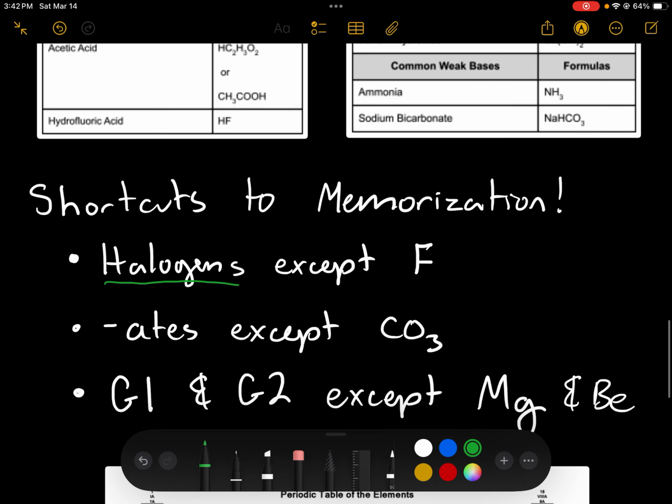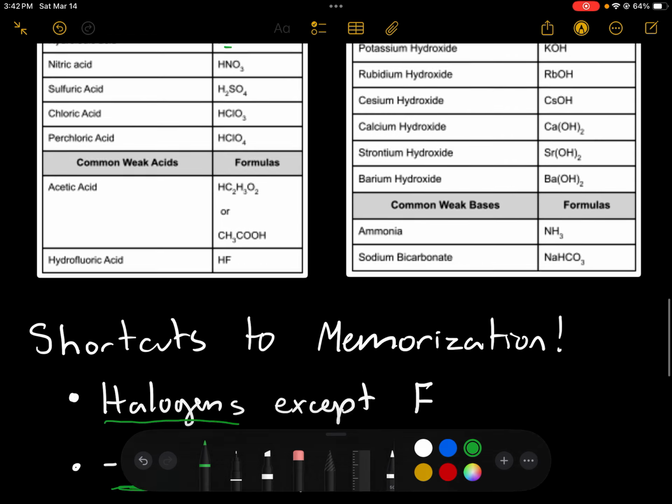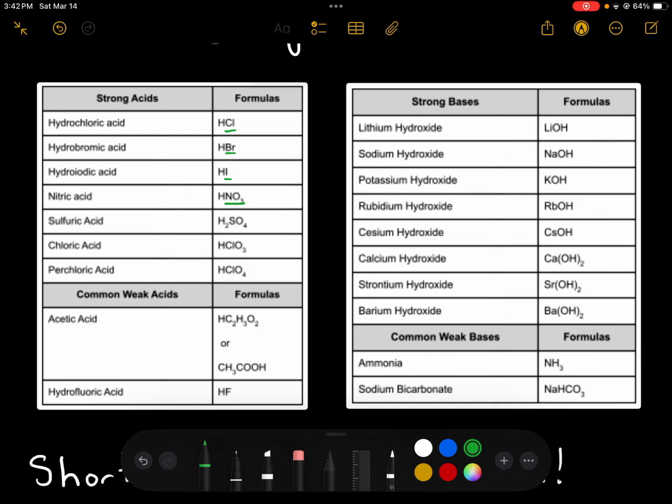The second shortcut is our "-ate" polyatomic ions will produce strong acids except for carbonate. So we look back at our list. This is nitrate, that's sulfate, that's chlorate, and that's perchlorate. So any of our -ates except for carbonate are going to produce strong acids. Again, the reasoning for that I will give you later. But if you have an acid that's with an -ate polyatomic, it's very likely to be strong. All right?